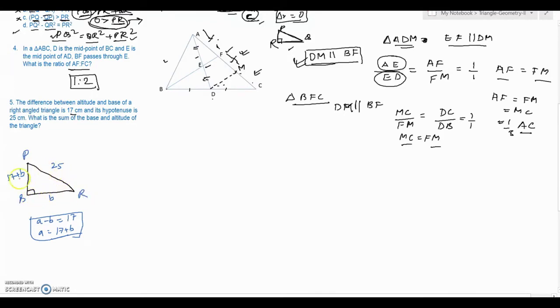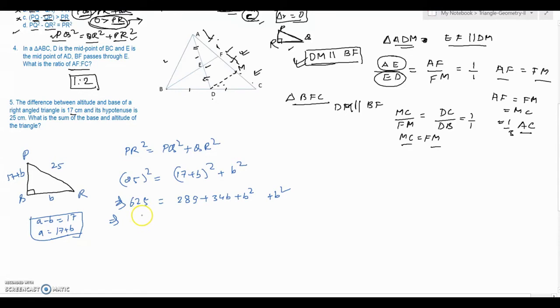Now this is a right angle triangle. If we name the hypotenuse PR, PR square is going to be PQ square plus QR square. 25 square is equal to PQ, 17 plus B whole square, plus B square. Let us quickly solve this. 625 is equal to 289 plus 34B plus B square plus B square. So this will give you 2B square plus 34B plus 289 minus 625. Now quickly subtract 289 from 625, which is 336. So 2B square plus 34B plus 336 is equal to 0.